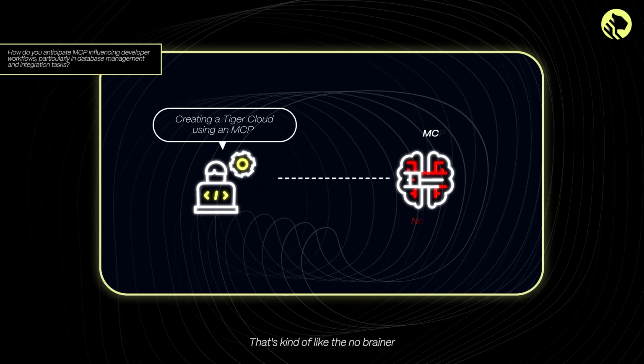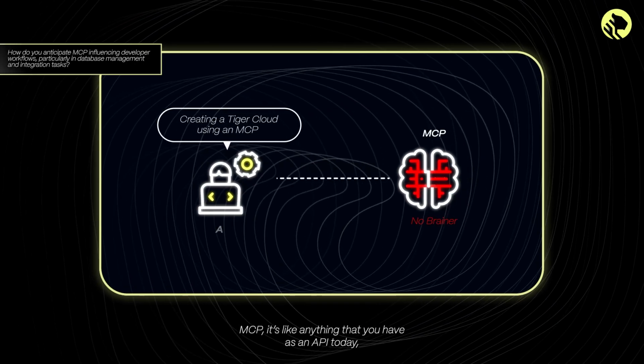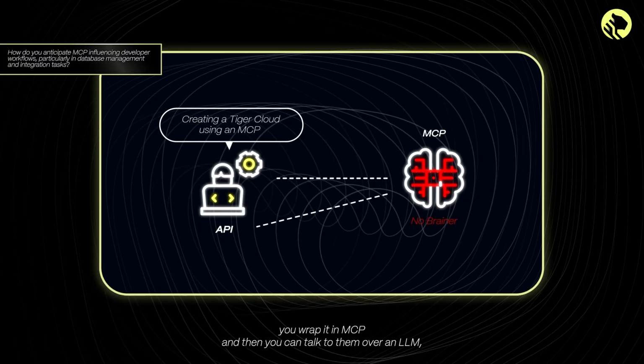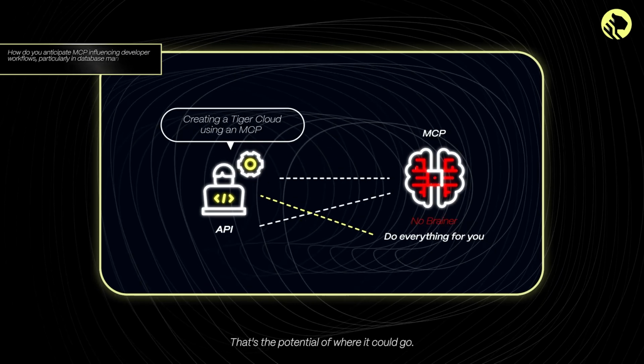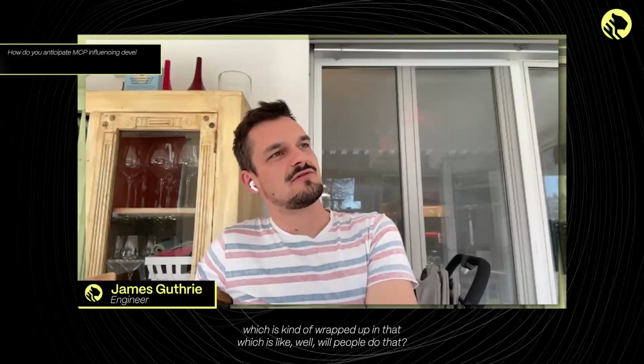That's kind of the no-brainer. MCP is like anything that you have as an API today, you wrap it in MCP, and then you can talk to it with an LLM and you could get the LLM to do everything for you. That's the potential of where it could go. There's a different question wrapped up in that, which is, will people do that? Will they use it? Is there utility in this, right?